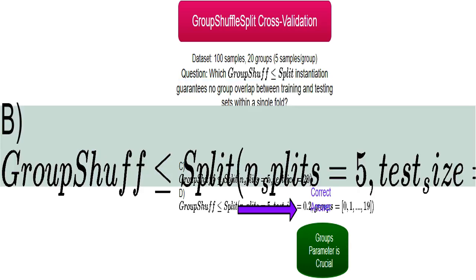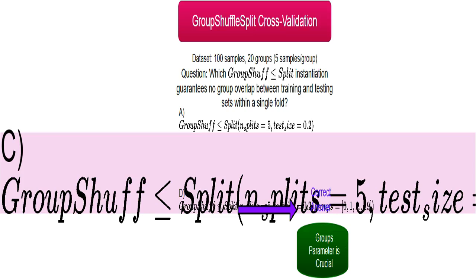Similar to the previous attempt, this option is also missing the crucial groups parameter. The random_state helps make the results repeatable, but it doesn't solve the core issue of group separation. While this one has the correct number of test samples, 20 out of 100, it still lacks the vital groups parameter. So, like the others, the groups won't be kept separate, and that's a problem.